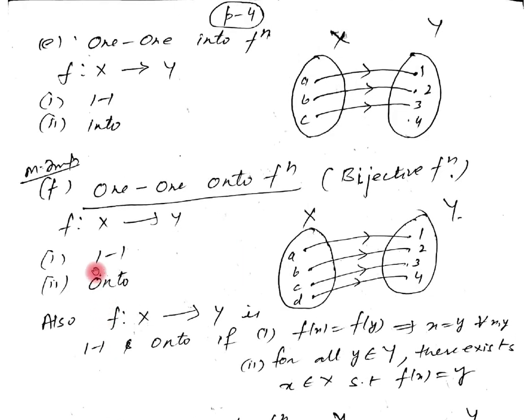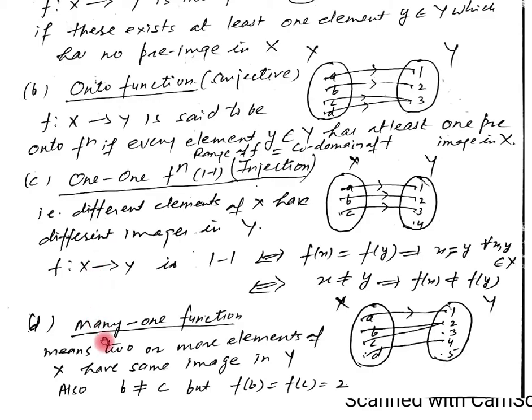Then comes many-one function. As the name indicates, it means many elements can have one image. Two or more elements of x having the same image in y, then the function is said to be many-one function. Like in this case, here b and c have the same image. Therefore this function is known as many-one function, where b is not equal to c but their images are equal.